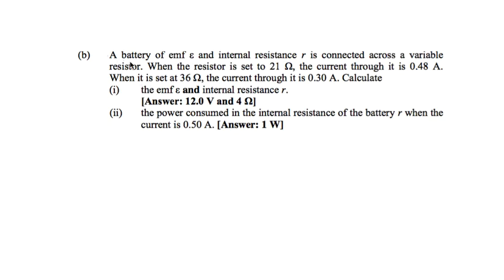And question number B: a battery of EMF E and internal resistor r is connected across a variable resistor. When the resistor R is 21 ohm, the current flow is 0.48 ampere. When R is 36 ohm, the current is 0.3. So now you have two values of the current. Number 1 is to calculate the EMF and internal resistance.